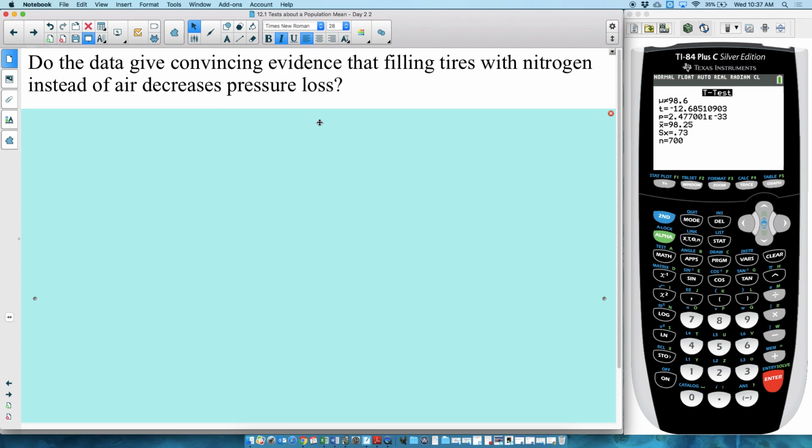The mean difference would be equal to, no, that's what I'm writing. Mu sub d, the mean difference, is equal to what value, what number? You're assuming that everything's the same until you prove it out. Yeah, good. You're assuming that there's no difference between air and nitrogen, until you find evidence that there is.